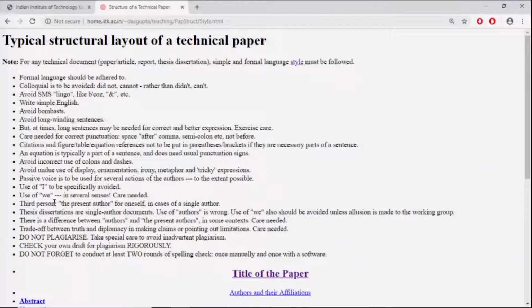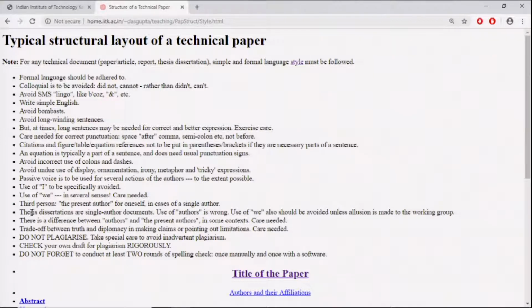Typically, while referring to oneself, one should use the present authors rather than I, if he is forced to write in active voice, okay? Or somehow the mention to oneself comes in any context. The present author, I said, if it is a case of single author. Okay? In multiple authors case, you will write the present authors.